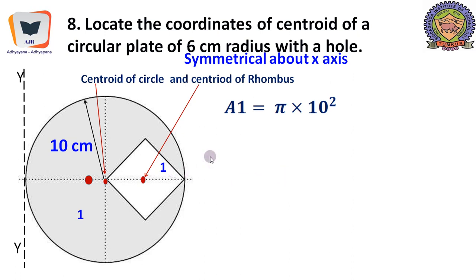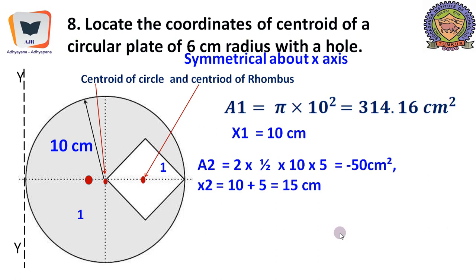a1 is pi r square, that is pi into 10 square, the big circle, 314.16, and x1 is 10 centimeter from here till here. Now a2 is 2 times, there are 2 triangles, one over here, one over here. Therefore 2 triangles, half base is 10 centimeter, height is 5 centimeter, because this diagonal also measures 10 centimeter, it being a rhombus, and this also is 5 centimeters. Now this area is negative, and x2 is 10 plus 5, that is 15 centimeters, from here till here.